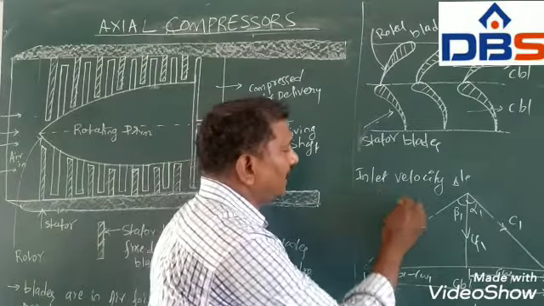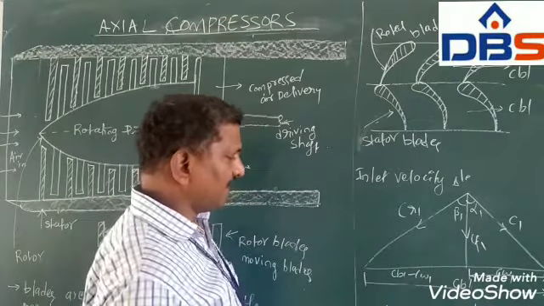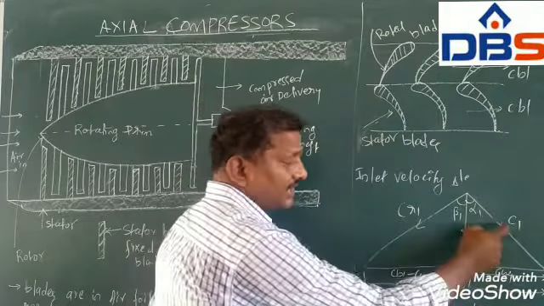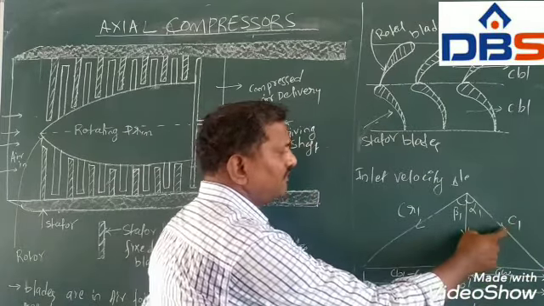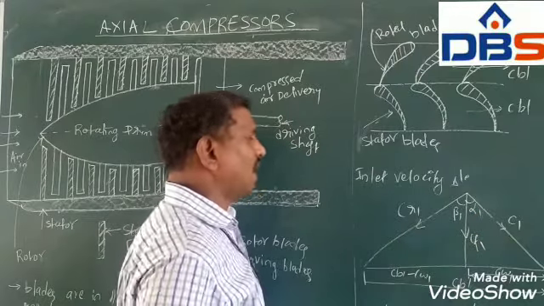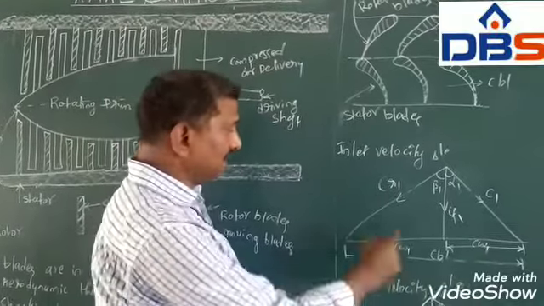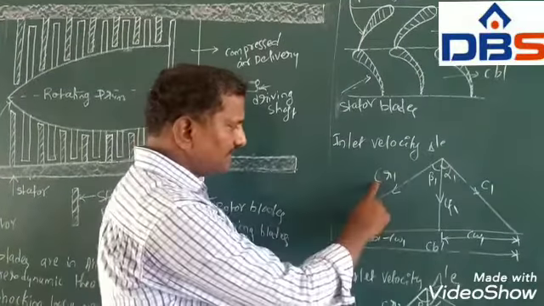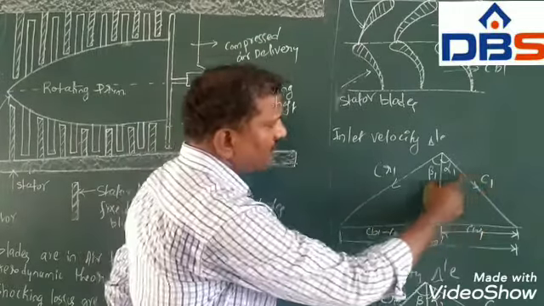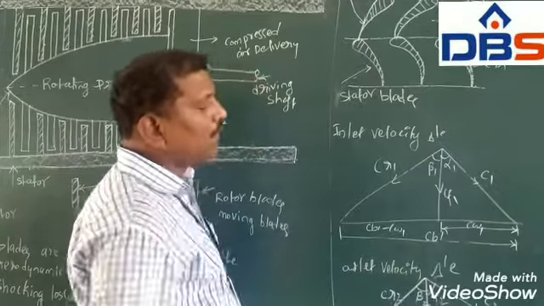So this is the inlet velocity triangle. What are the terms presented in the inlet velocity triangle? C1 is the absolute velocity of the air. This is the air with velocity C1 entering the compressor with fixed blade angle alpha 1, and beta 1 is the moving blade angle. CR1 is the relative velocity of air at inlet. Suffix 1 indicates inlet and suffix 2 indicates outlet.